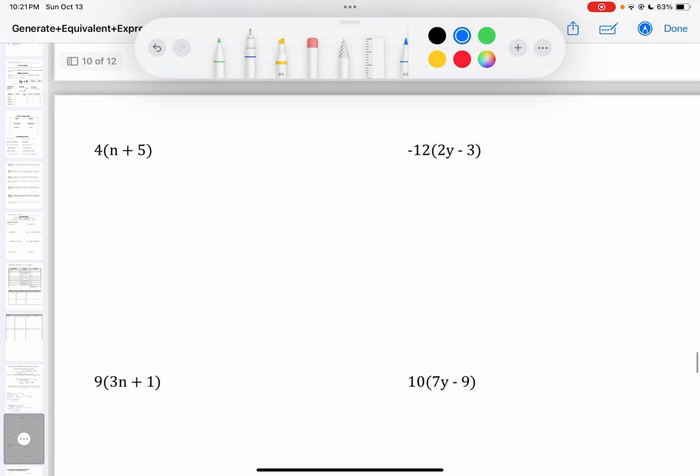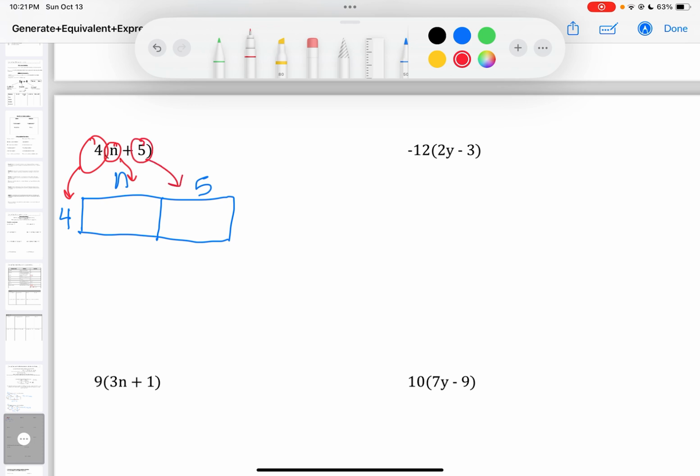So now we're going to do a few more. I'm going to make my box again for this one. Just a little rectangle. 4 on the outside. And then I can split this in half. N first and then 5 first. So this number goes right here. This variable goes right here. And then this number will go right here.